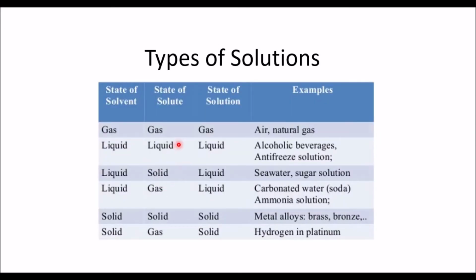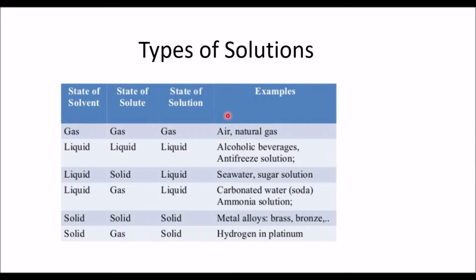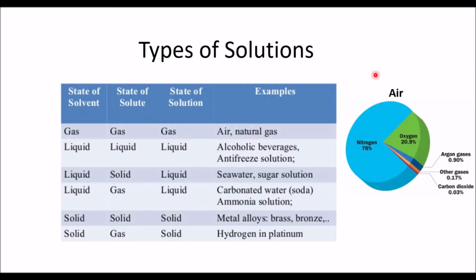However, the solutes and solvents that make up solutions may be solids, liquids, or gases. Air is an example of a solution where solute and solvent are gases. Air contains 78% of nitrogen, 21% of oxygen, and a few other gases. Since nitrogen is present in greater amounts, nitrogen is the solvent. Oxygen and other gases serve as the solute.